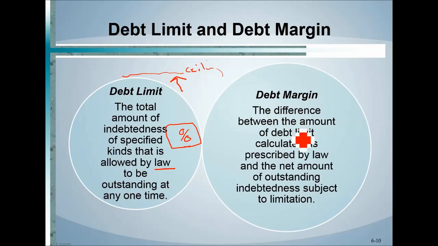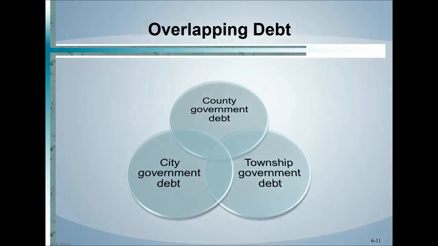Okay, so here's the debt margin, right? So this is the debt limit or the debt ceiling. It's the difference between the debt limit and the outstanding indebtedness. Okay, so we've got the ceiling up here, right? And we're up to, let's say, this level right here. And so this gap in the middle is the margin, or the extra amount. Margin in economics is often referred to as extra. So any extra amount left in the debt limit is called the debt margin.